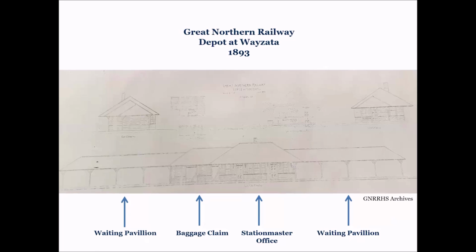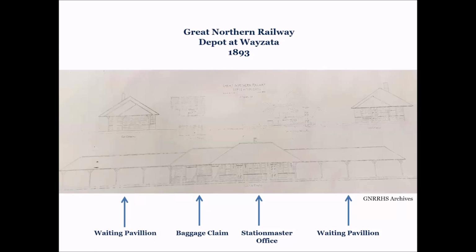So here I've tried to include the entire length of depot number 2 so that you can get a sense of what it looked like. And this is looking from north to south. So it's like you're standing on the railroad tracks looking at the north side of the depot. At the top, I put what it says on the plan, which is Great Northern Railway, Depot at Wayzata, 1893. So that gives you a sense of timing of when this depot was built.